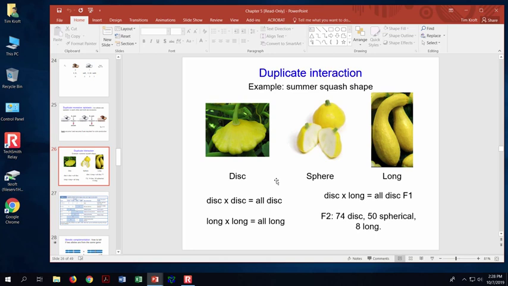One to 2 to 1. You don't get 3/4 because there's an intermediate, right? When do you get 3/4? When there's complete dominance.